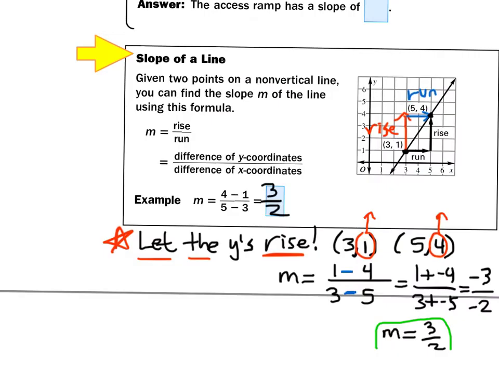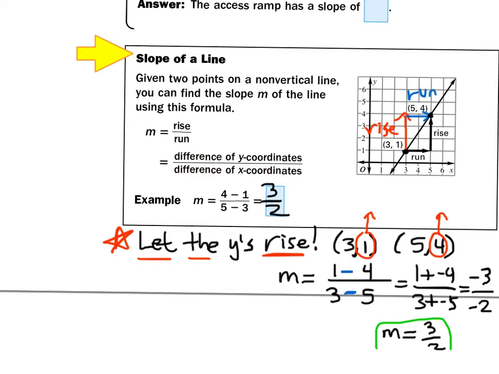All right, take a look right here at slope of a line. So if they give us 2 points, so let's say here's the line going up and they gave us this point, 3, 1, and the second point, 5, 4. We can use a formula. So the slope M is rise over run. Remember we talked about it's a change in y. We can say the difference of the y coordinates over the difference of the x coordinates.